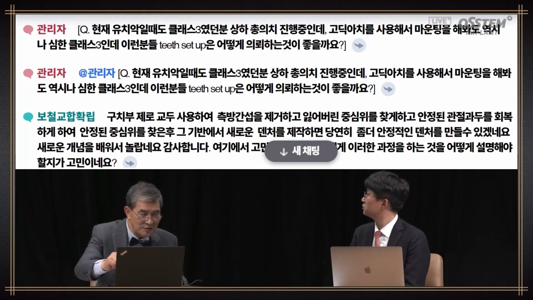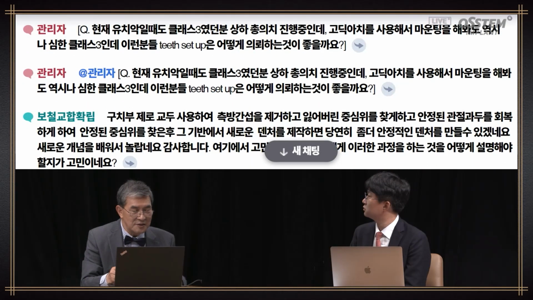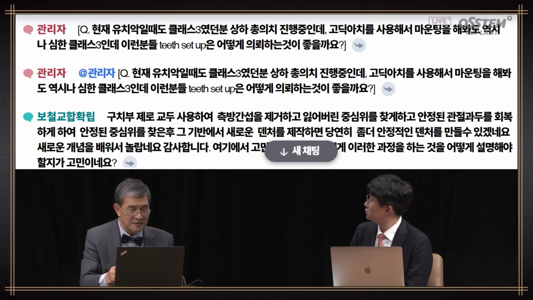The next question came through the administrator. Question. A complete denture is being provided to a patient with class 3 when he had teeth, but even after using Gothic arch, it is still severe class 3. How should I set up the teeth for such patients?